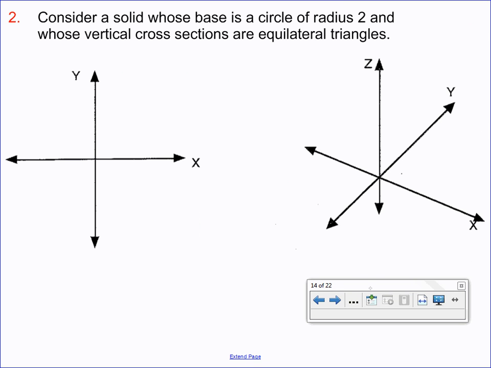Well, let's go ahead and try a different solid with known cross section. So consider a solid whose base is a circle of radius 2 and whose vertical cross sections are equilateral triangles. How are we going to visualize this? Well, turns out easier, I think. In fact, I think this is easier to visualize. And so let's go ahead and draw our base using a top view.